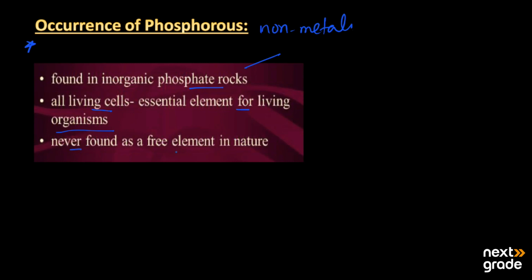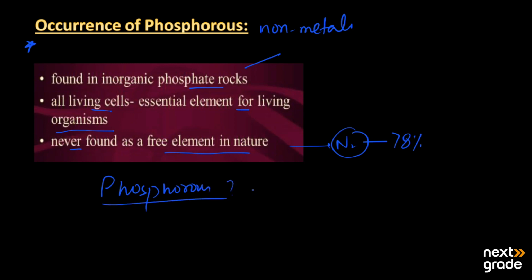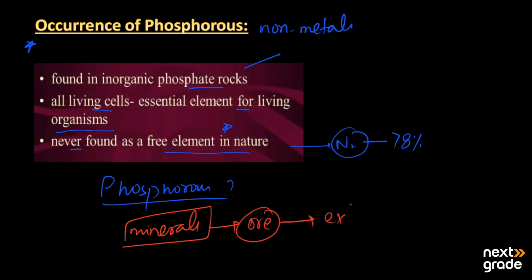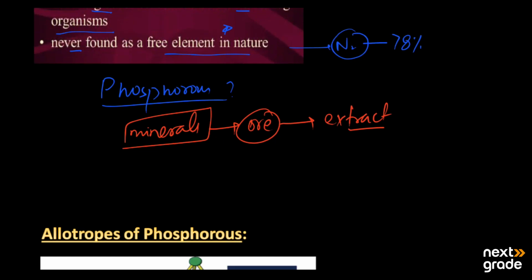But it is never found as a free element in nature, like nitrogen. As we have talked about nitrogen, it is 78% present in the atmosphere. But on the other hand, phosphorus is not present in the atmosphere in a free state in nature. It is always present in its mineral form, or in the ore form, from which it is extracted for further purposes. So this is the simple occurrence of phosphorus.